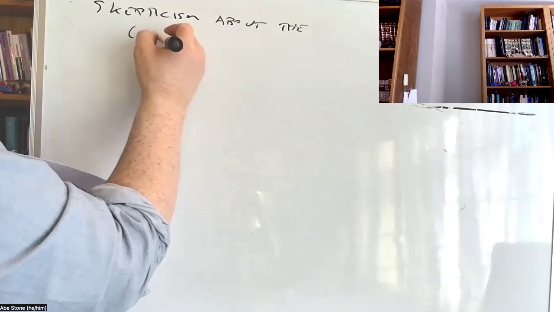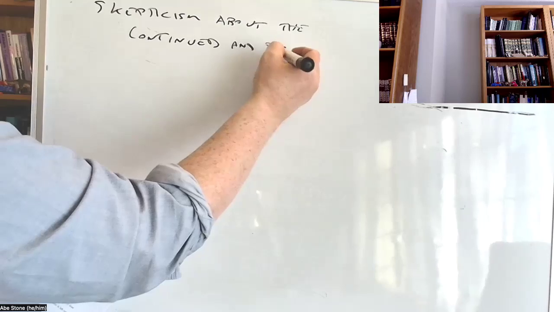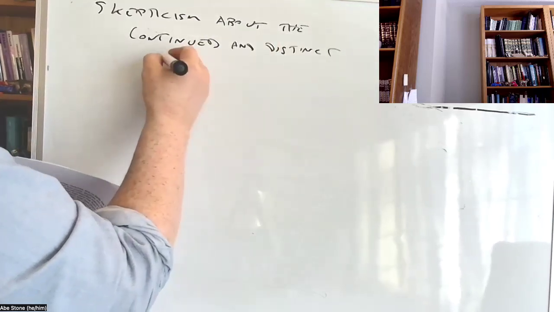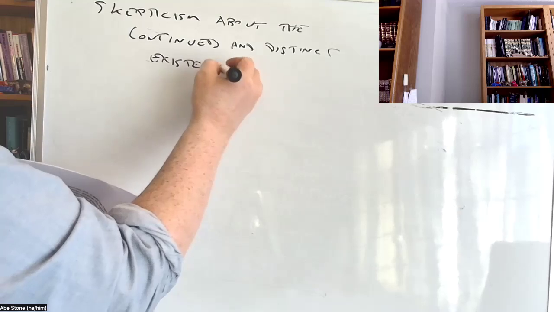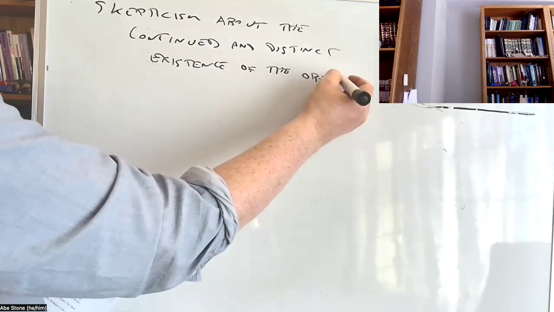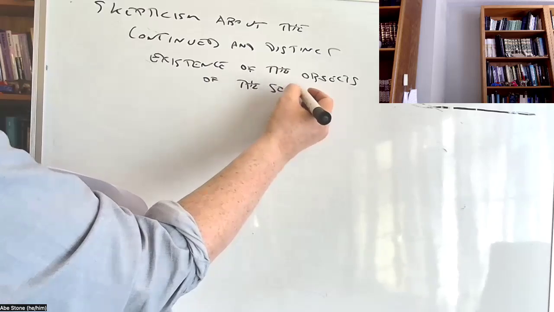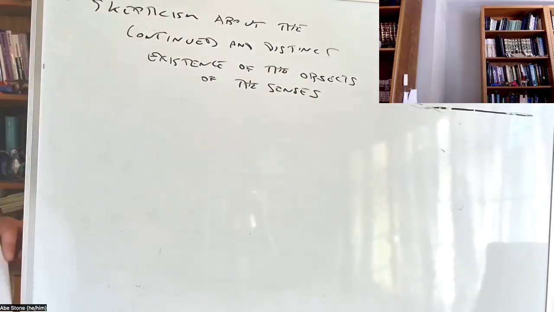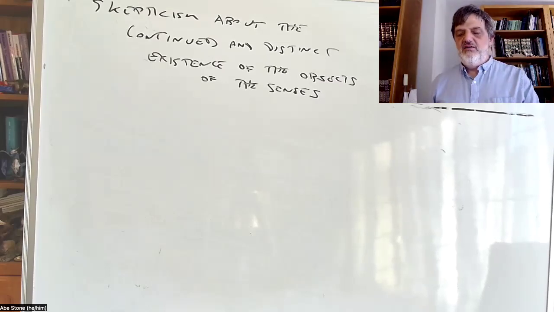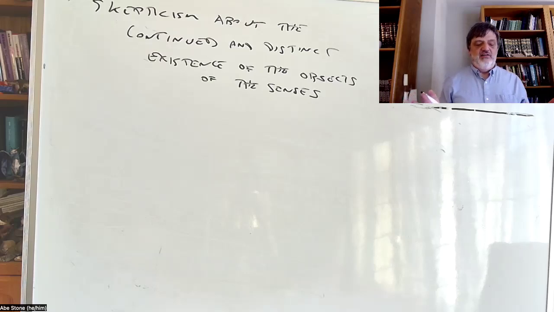About the continued and distinct existence of the objects of the senses. That is the view that we're doubting here, that we're trying to call into doubt, although again, in the end, it turns out to be worse. It turns out we show it's false.